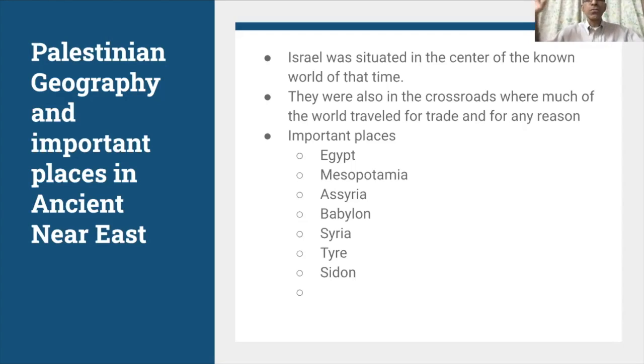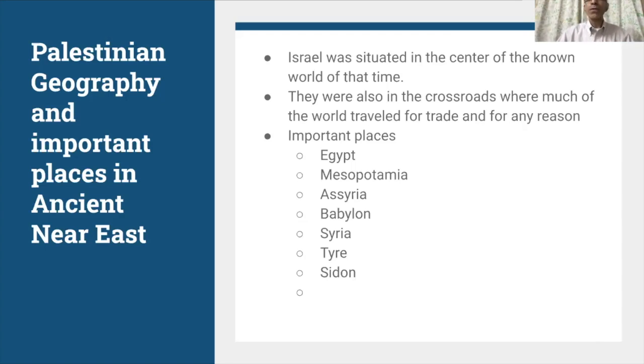Okay, so in the ancient Near East, you have to understand the whole known world was right there. So Israel was situated in the center of the known world of that time. They were also the crossroads where much of the world traveled for trade and for other reasons as well. So the location where Israel was, it was the crossroads.